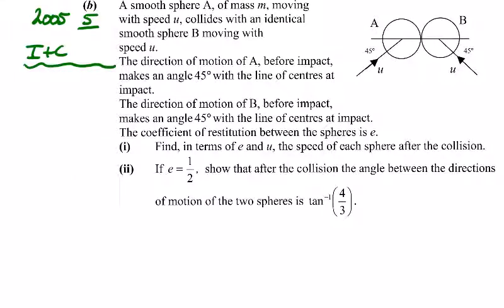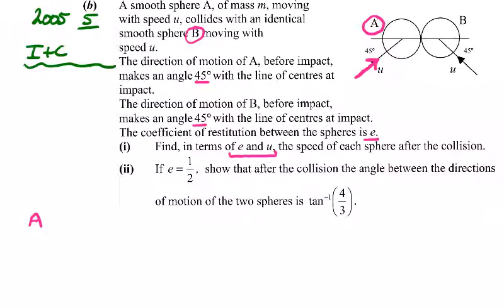This is the 2005 Impacts and Collisions question, Part B. Smooth sphere A, which we have here, mass M, moving with speed u in this direction, is going to collide with an identical smooth sphere B, moving with speed u as well, both at 45-degree angles. The line of centers and the direction of B before impact is the same, 45 and 45, is what they're telling us here. Coefficient of restitution E, and we're asked to find, in terms of E and U, the speed of each sphere after collision.